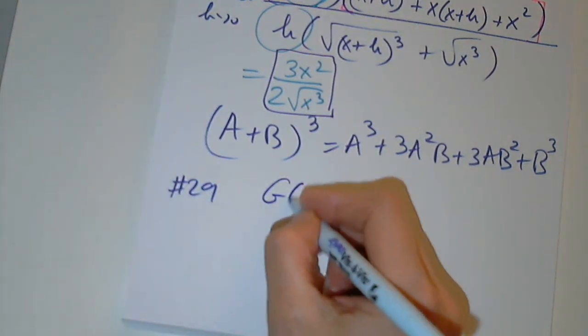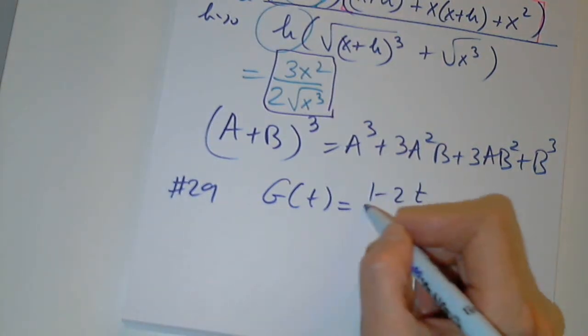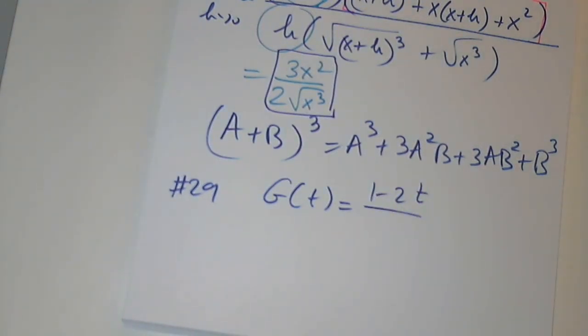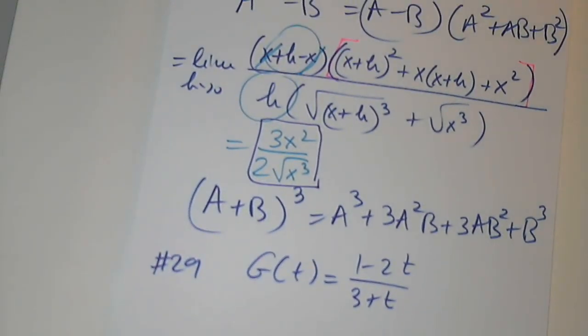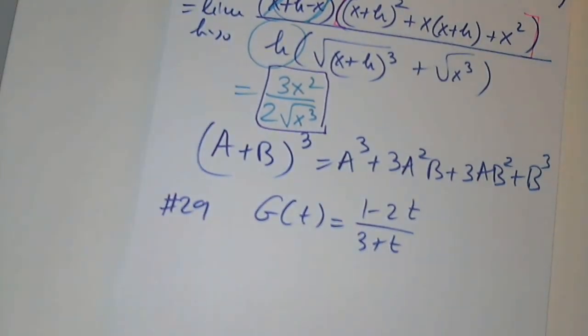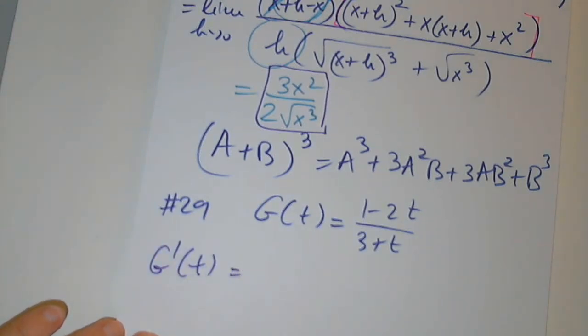29 is g of t equals 1 minus 2t divided by 3 plus t. Before we do that, let me go back and ask you, do we have any questions on the previous problem? Any questions? Is everything okay? You need to practice this because you understand it now, but it's a difference between understanding it and reproducing it. Okay, here we are asked to determine g prime of t.